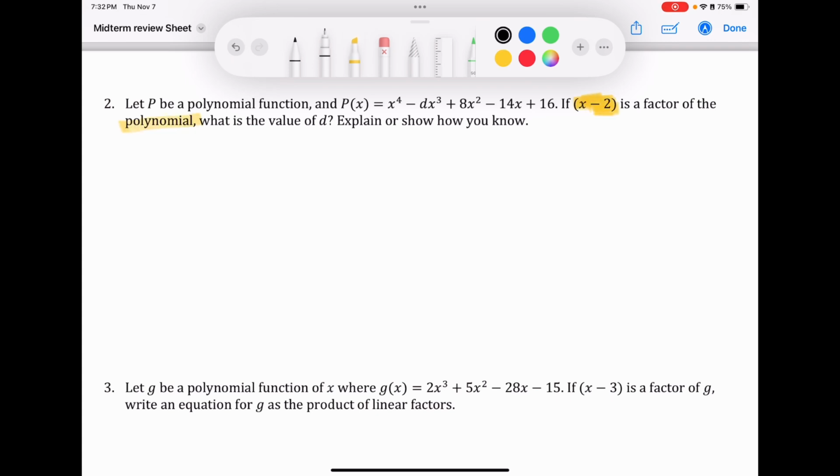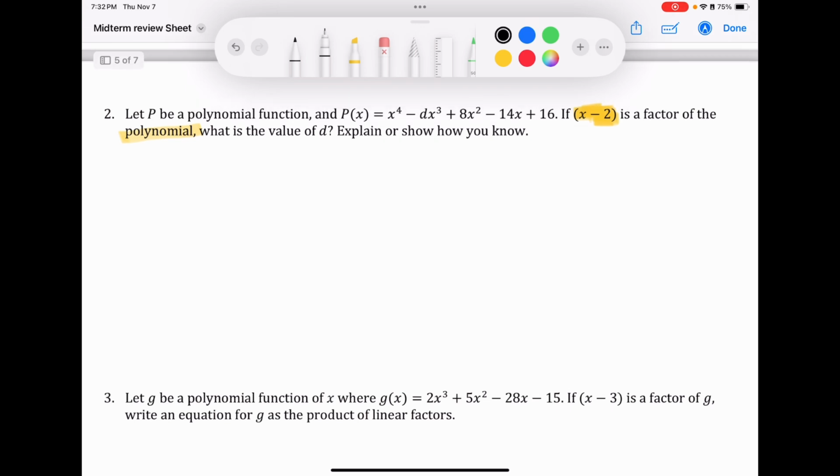Because we know in this case that x minus 2 is a factor of the polynomial, we can use the factor theorem, or a version of the remainder theorem. So if x minus c is a factor, then f of c, or you can use p of c, doesn't make a difference, equals 0.